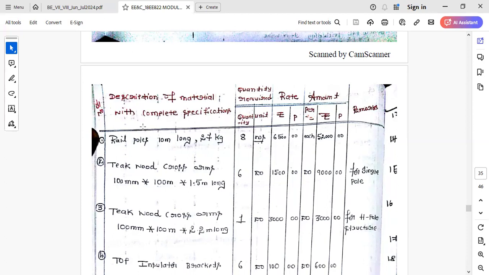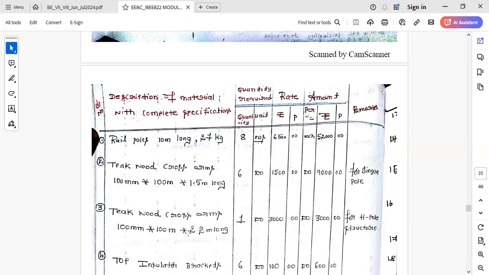And then T could cross arm. Here you can change it from T could to steel cross arm. Six numbers are required. Why? Because for single poles, a total of seven poles are required. For the dead end, we do not require this cross arm because another type of cross arm will be used. Total six poles, so six cross arms are needed. The rate is 1,500 per cross arm. Total 9,000 for the single poles.